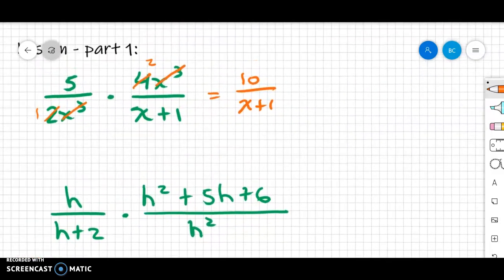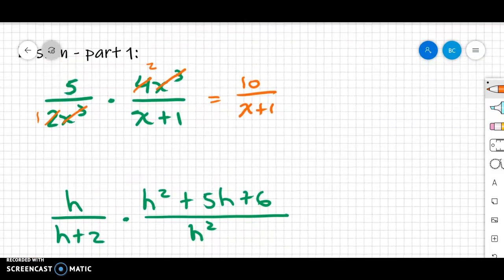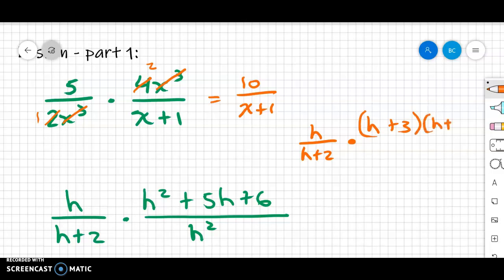On this next one, we actually have to do a little bit of work before we can start to cancel. So our first step on these more complicated problems is to factor. So I'm going to rewrite this problem up here with the second factor being factored. So this is going to be h plus 3 times h plus 2, and then it's all going to be over h squared.